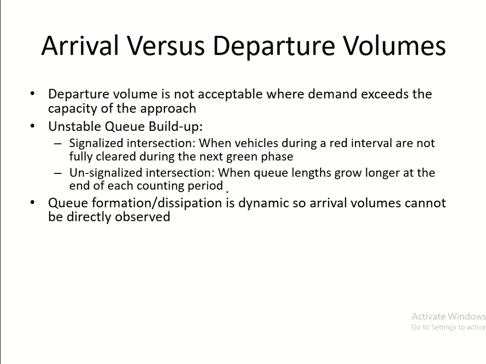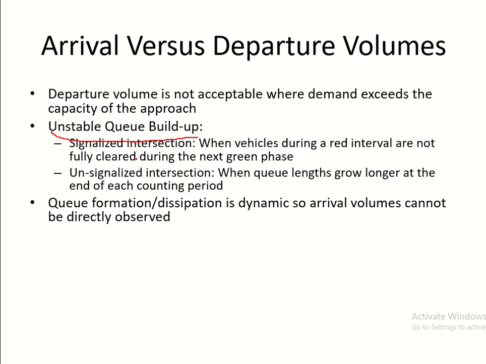Now this condition is known as queue buildup condition, unstable queue buildup, because the queue keeps on increasing, right? So unstable queue buildup is when demand is over capacity. And how do we know it? For a signalized intersection, some of the vehicles which come during the red phase cannot leave in the next green phase. For an unsignalized intersection, the queue keeps on getting longer and longer. If you have any of these conditions, then it's an unstable queue buildup condition. Departure volume is not the measure of demand. Arrival volume is the measure of demand.